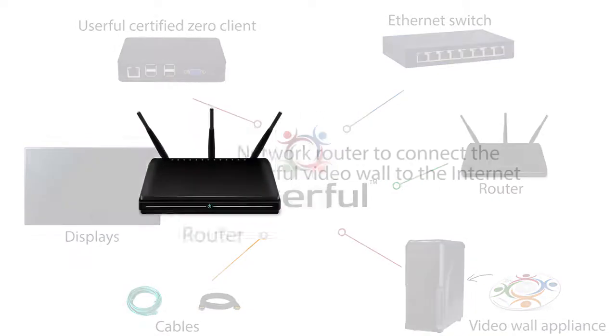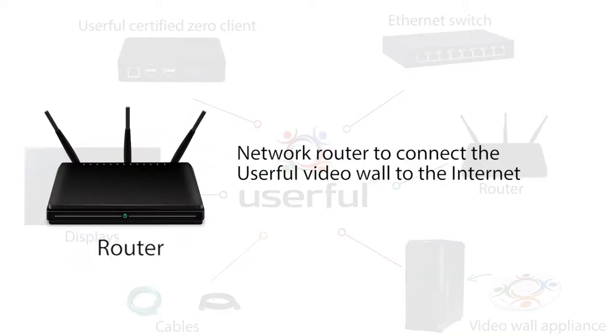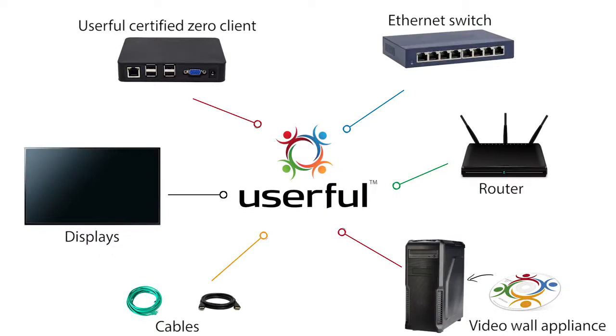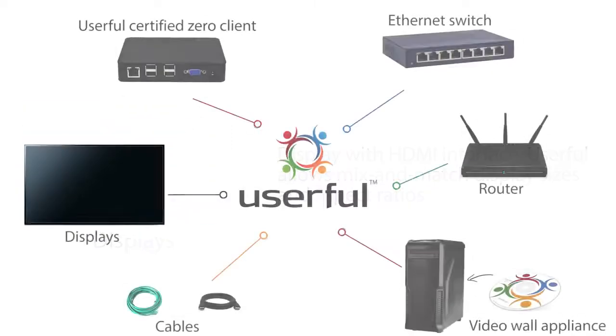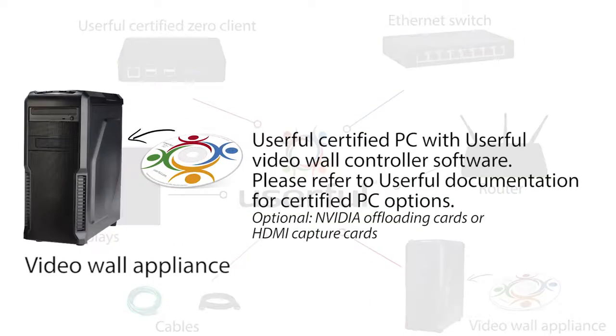A network router to allow the USERFUL video wall appliance or host PC to connect to the internet, and of course your display screens. USERFUL allows mix and match of different makes and models, sizes and aspect ratios. You'll need a host PC to install your USERFUL video wall controller software. It is very important to use a USERFUL certified PC to install the software. That way we can guarantee your USERFUL installation and provide better support and troubleshooting. Please visit our documentation to find out more about USERFUL's PC certification policy.